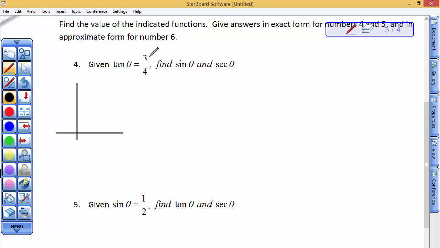Let's draw it. So here's what this is telling you. This is telling you that if the tangent of theta is 3 fourths, the y value in the ordered pair is 3, and the x value is 4, because tangent is defined as y divided by x. So it's kind of like saying here's the ordered pair that passes through. So if x is 4 and y is 3, then our terminal side passes through that spot right there.